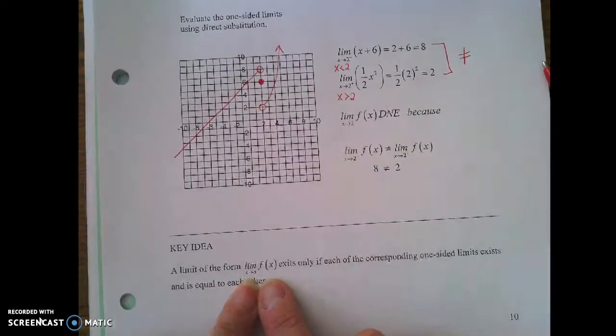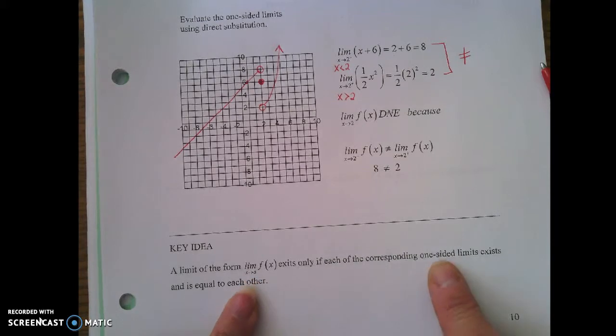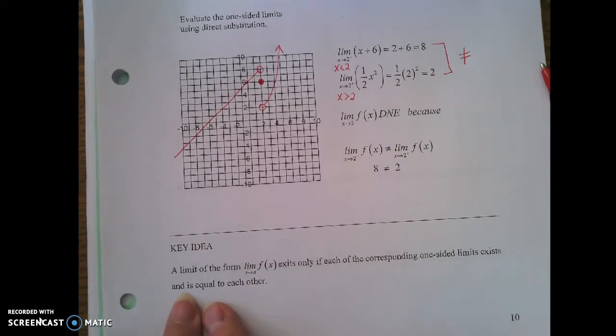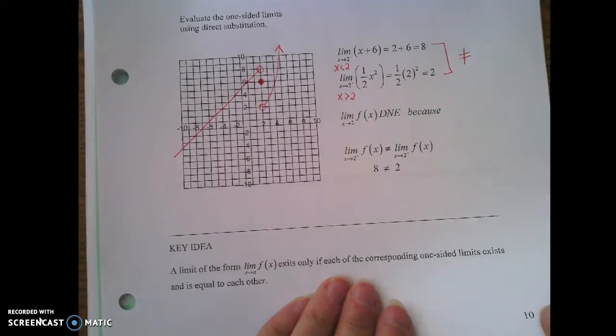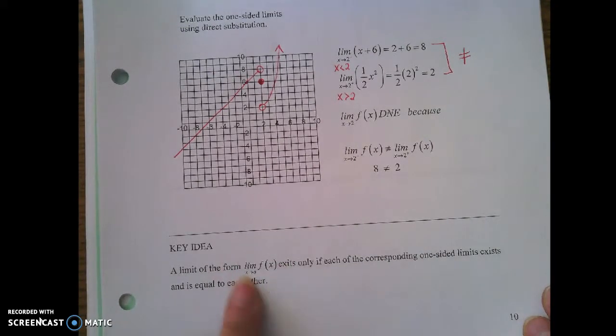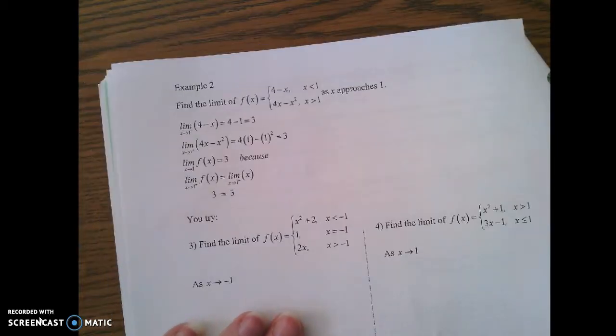All right, so again, the limit exists only if each of the corresponding one-sided limits exist and is equal to each other. So they have to both exist, they have to be finite numbers, and they have to be the same number. For the limit to exist from the left, from the right, they have to be the same. All right, so let's look at another example here.